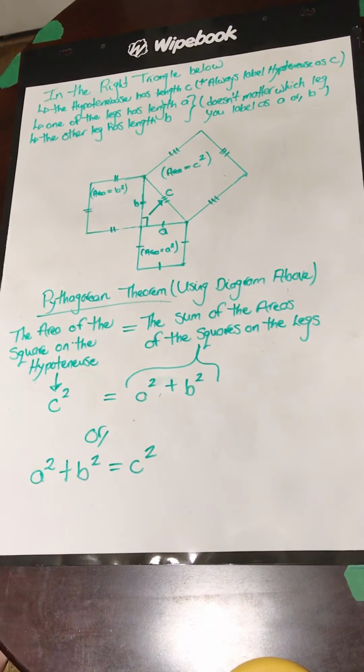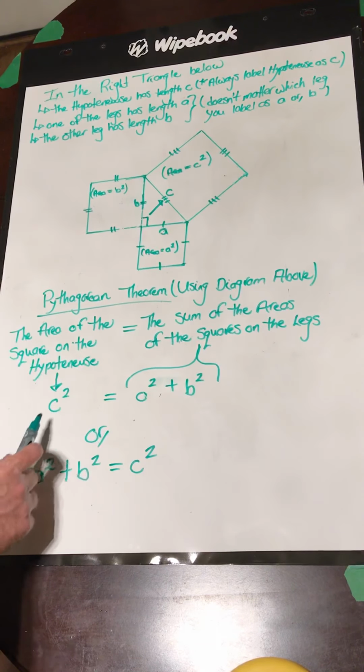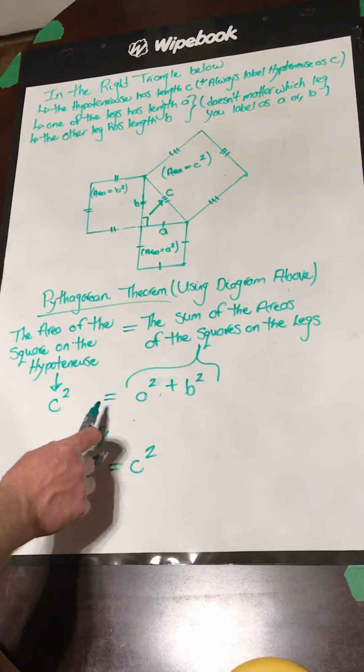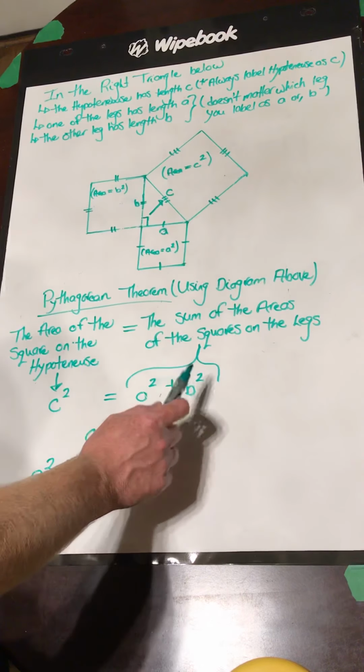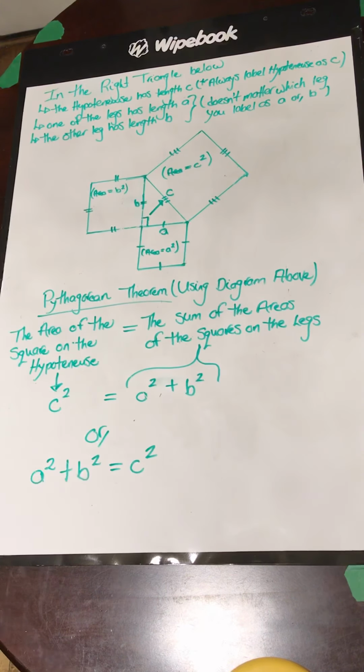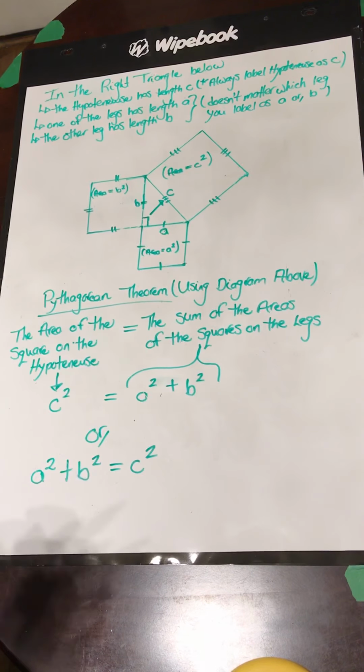And he came up with an algebraic equation for that using the letters that we have put on the triangle. C squared is equal to A squared plus B squared, or as I refer to it, I just flip it around: A squared plus B squared is equal to C squared.